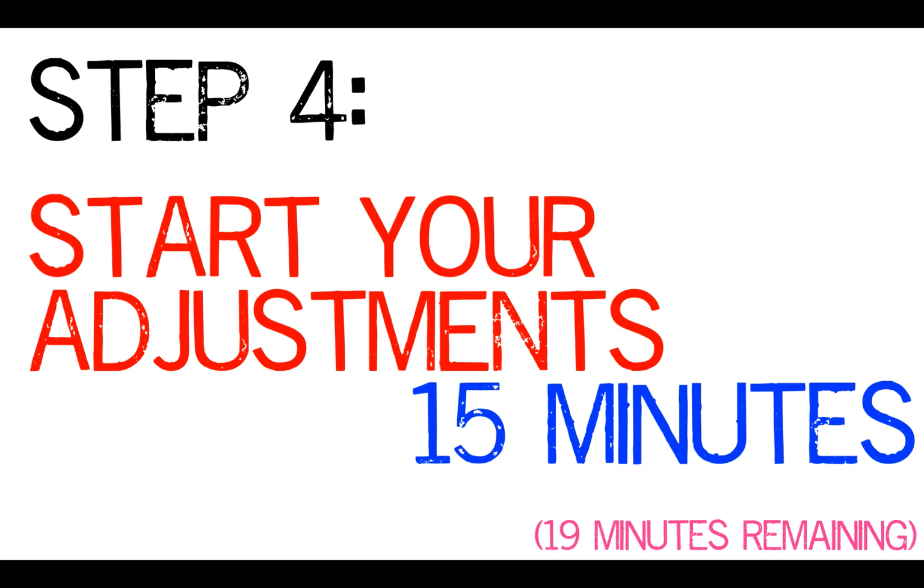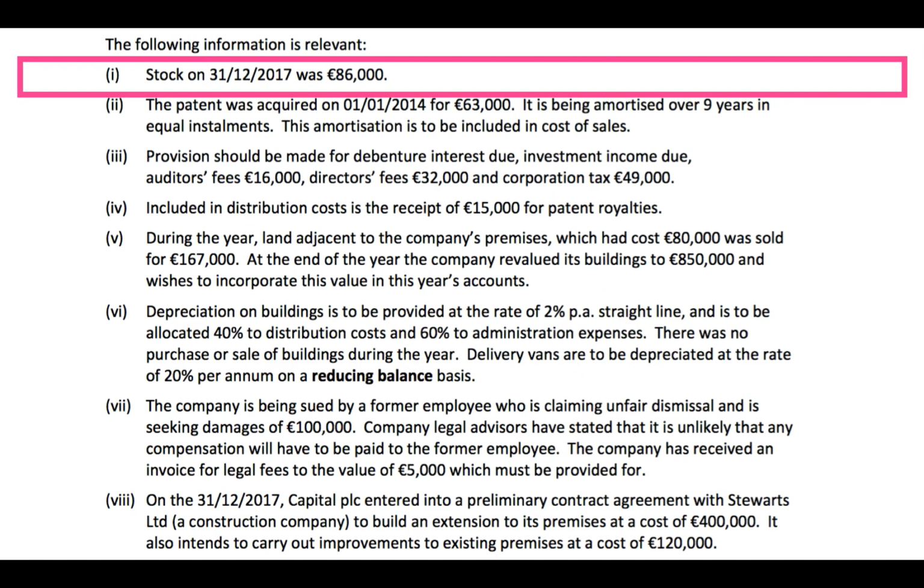Step 4 then would be to start your adjustments, and I would say, take 15 minutes for this. You'll find that you'll probably get them done a lot quicker than that once you have practiced these questions a few times. So number 1, stock on the 31st of 12, 2017 was 86,000. So this is closing stock.